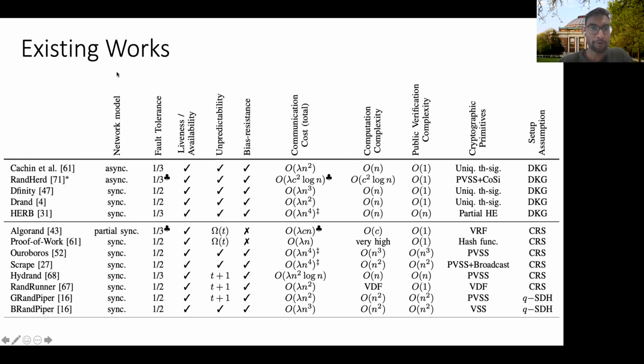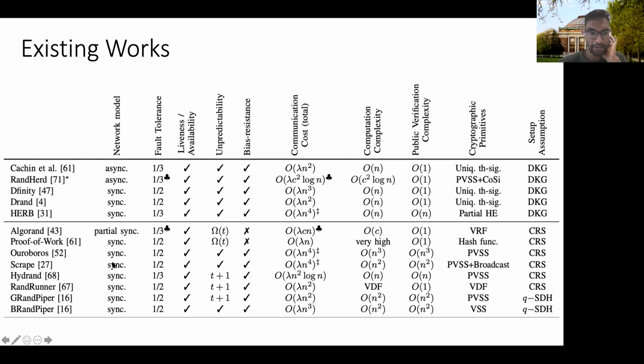We want to classify any randomness beacon primarily by the properties that I list on the topmost arrow. First is the network model. We want to know whether the protocol is safe and live in an asynchronous network, or whether it requires synchrony or partial synchrony.